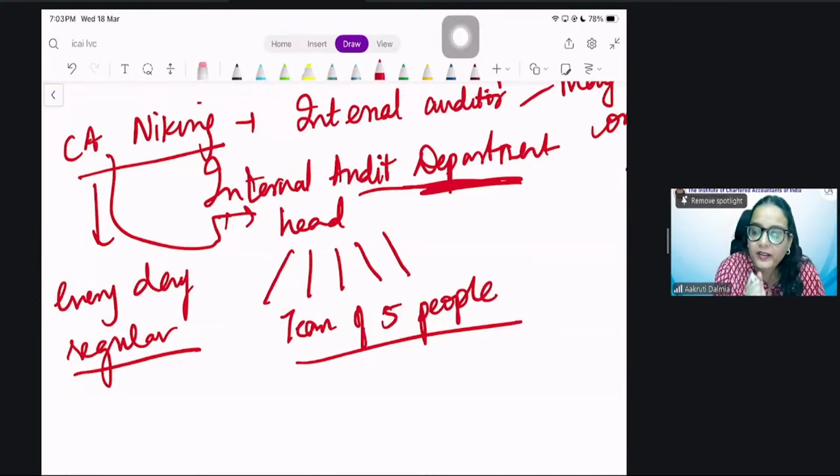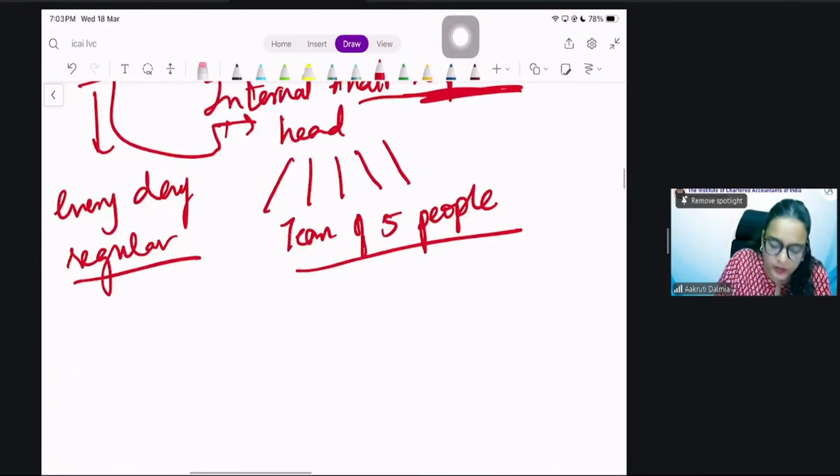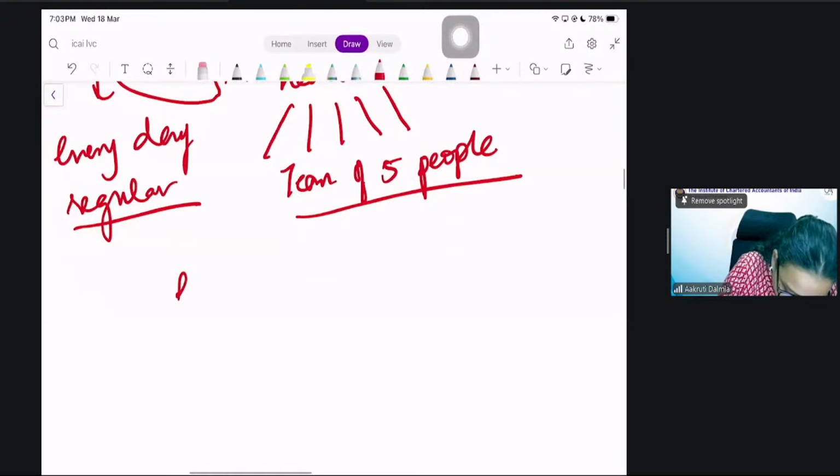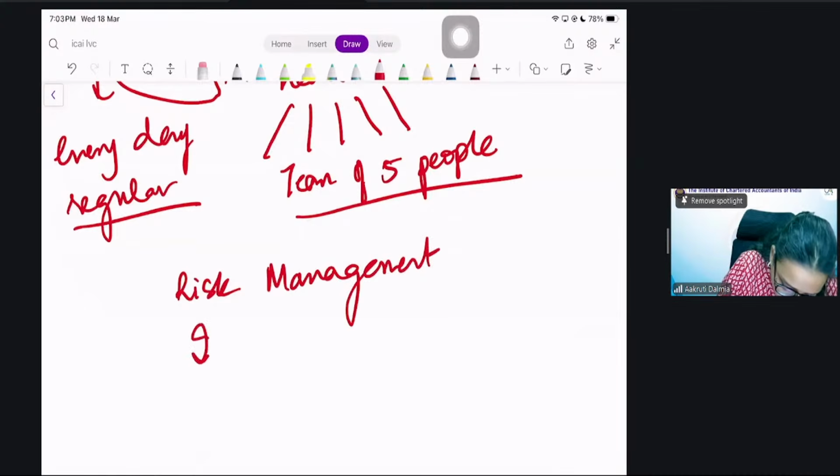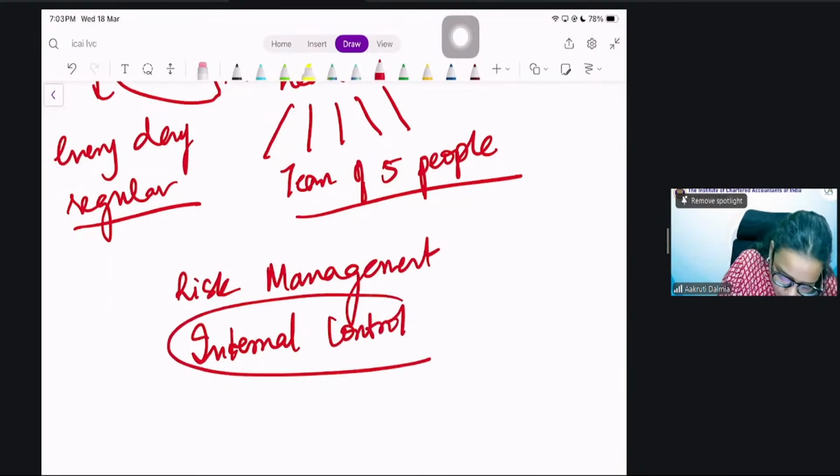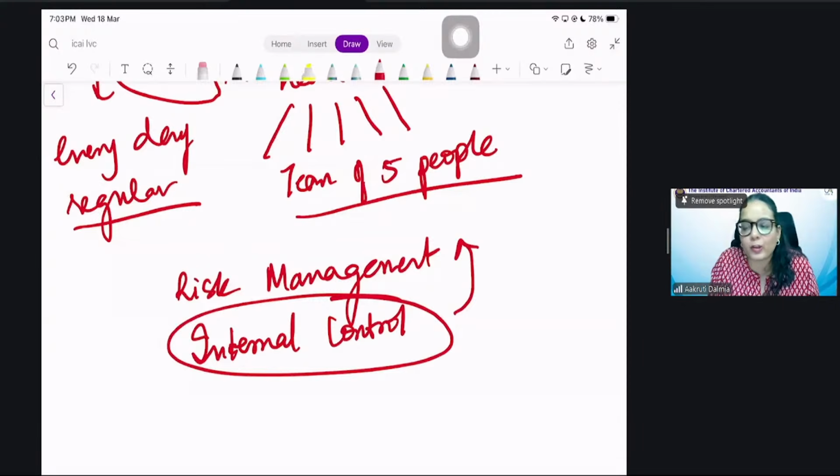Now, do you think that CA Nikunj, if he's an internal auditor, he's just checking cash, just checking stock and the work stops? No. Because CA Nikunj is involved on day-to-day basis, CA Nikunj might also be involved in risk management. CA Nikunj might also be involved in internal control. See, if you find any problem in internal control, you will inform the risk management team that this was the problem in internal control because of which risk is increasing, create some control so that the risk is reduced. Yes or no?